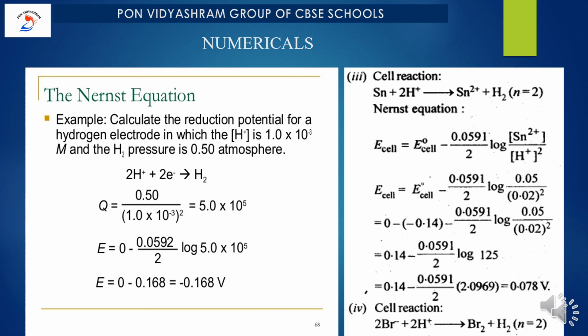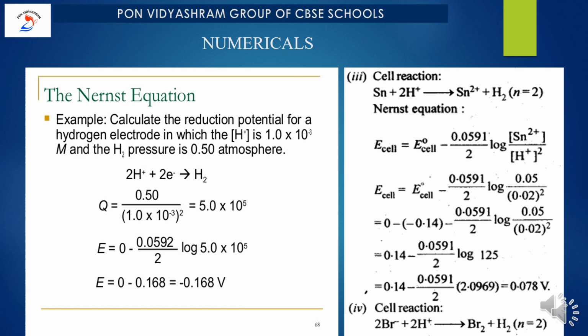Now, substituting this value in the main equation, we know that for the hydrogen electrode, the E cell value will be 0. So, E is equal to minus 0.0592 divided by 2 log 5 into 10 power 5. By calculating, I hope you remember how to calculate logarithms. At the end of this you will get minus 0.168 volt.